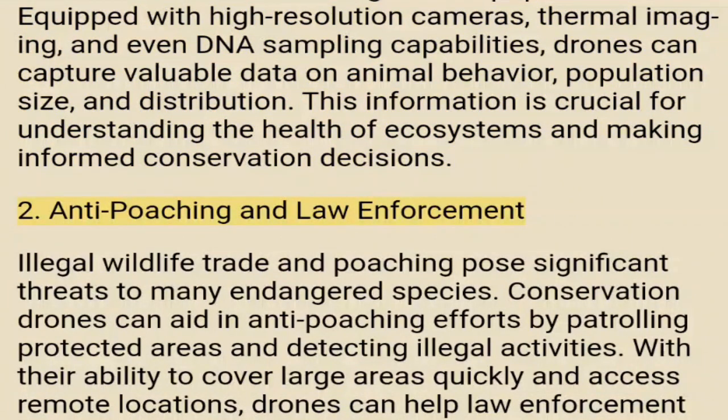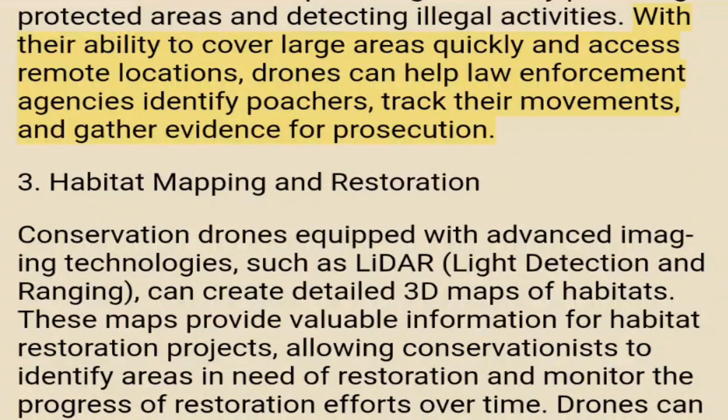2. Anti-poaching and law enforcement. Illegal wildlife trade and poaching pose significant threats to many endangered species. Conservation drones can aid in anti-poaching efforts by patrolling protected areas and detecting illegal activities. With their ability to cover large areas quickly and access remote locations, drones can help law enforcement agencies identify poachers, track their movements, and gather evidence for prosecution.